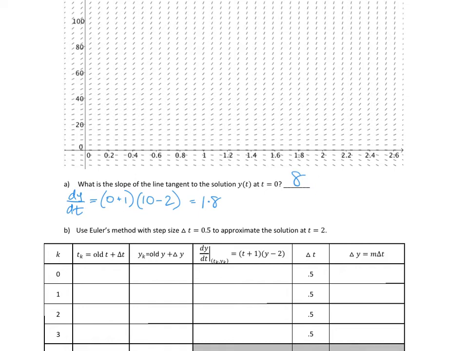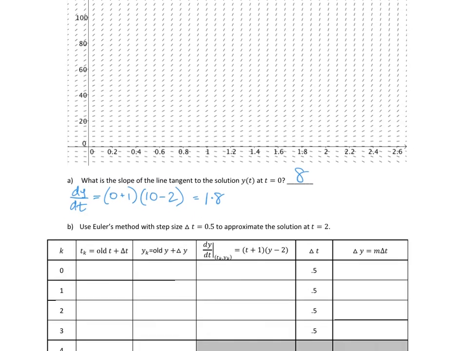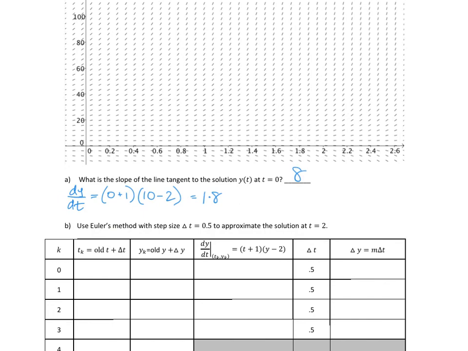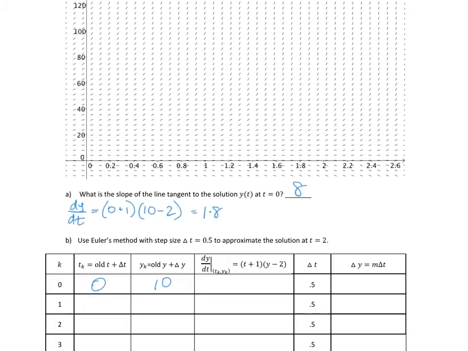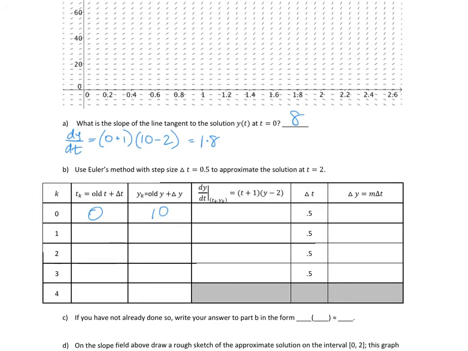Okay, so step 0, I need my t and my y. That's my given initial condition, which is (0, 10). All right, that was given up here. y of 0 equals 10. Okay, and then I calculated dy/dt at the point (0, 10). That came out to be 8.